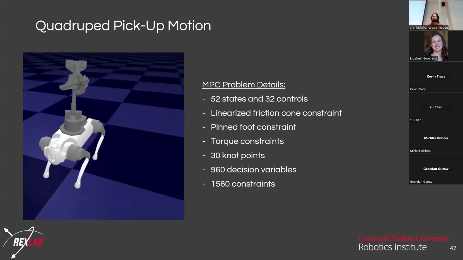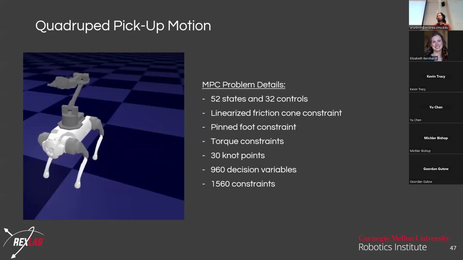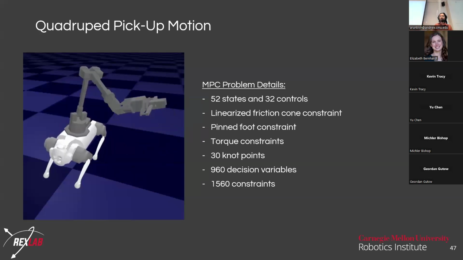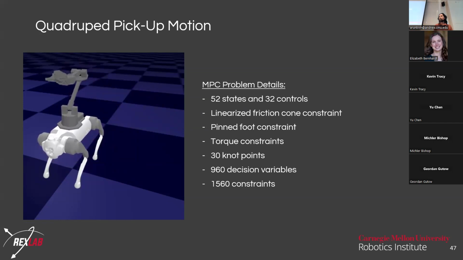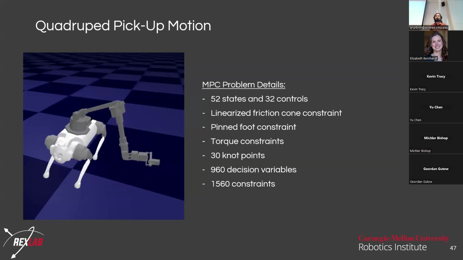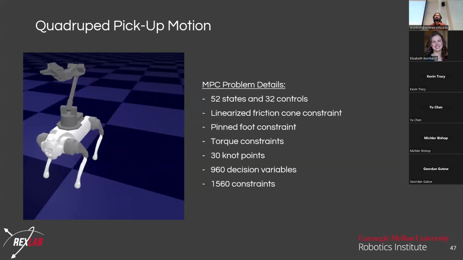Let's throw this at a quadruped with an arm where it's reaching over. It's really far from its linearization point. It's picking something up and it's trying to drive it back to zero. And here we have 52 states and 32 controls because we've now added all of the contact forces as well. We have a linearized friction foot cone constraint. We have pin foot constraints. We have torque constraints. And this ends up with around 1,000 decision variables and about 1,500 constraints.